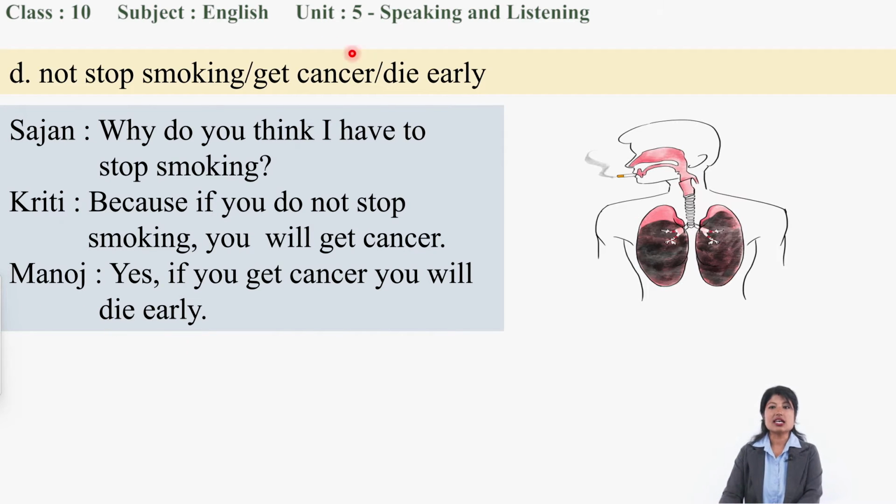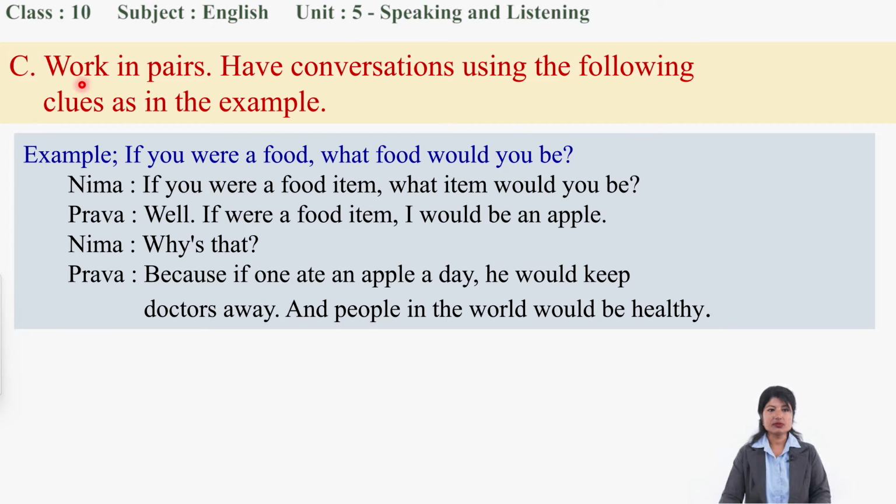Okay, all right. Now we are moving to exercise C. Activity C. Work in pairs, have conversation using the following clues as in the example. Example: if you were a food, what would you be?